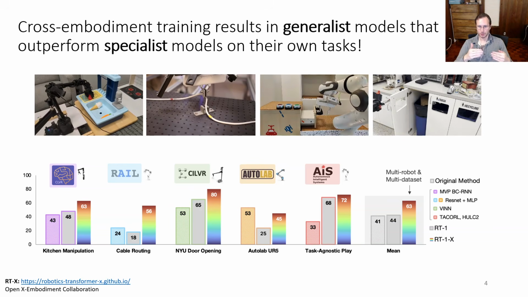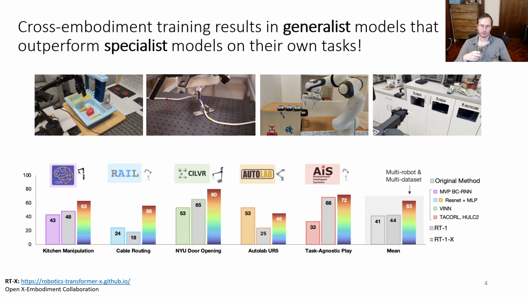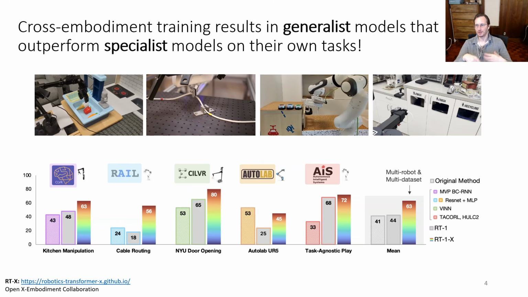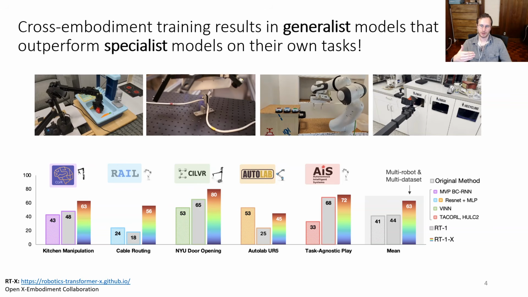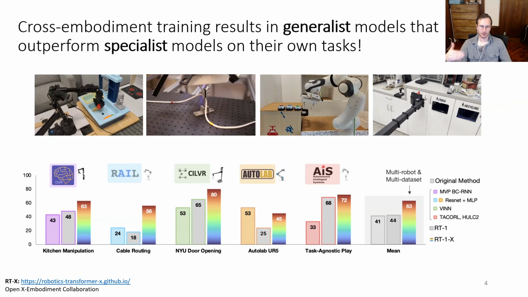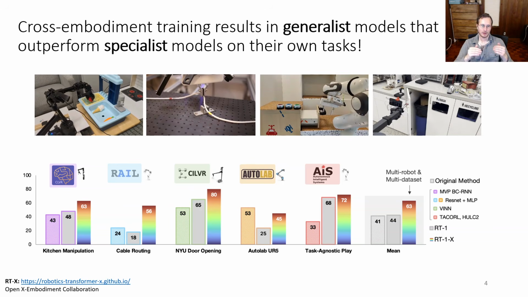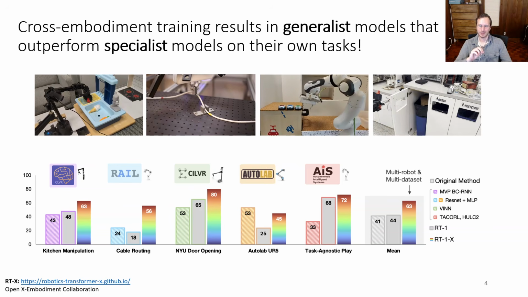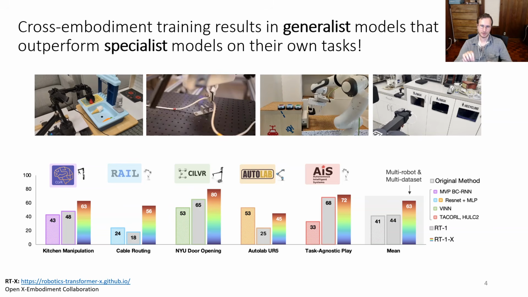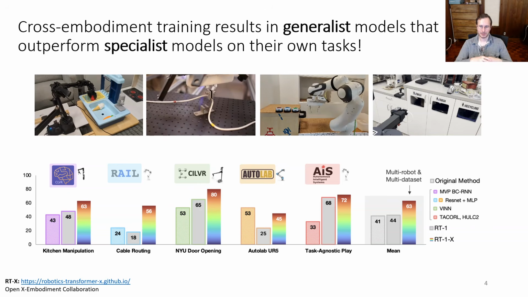So for each group, this is showing the particular tasks in each lab. So each lab was asked to test the model on whatever tasks they were developing, that they were working on. The rainbow-colored bar is a model trained on the entire RTX dataset, so the cross-embodiment model. The colored bar on the left side is whatever model that lab had developed for their own tasks. So this is a specialized model. And the middle bar is a baseline.